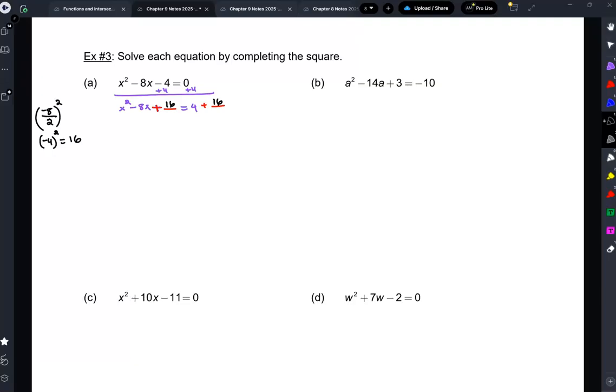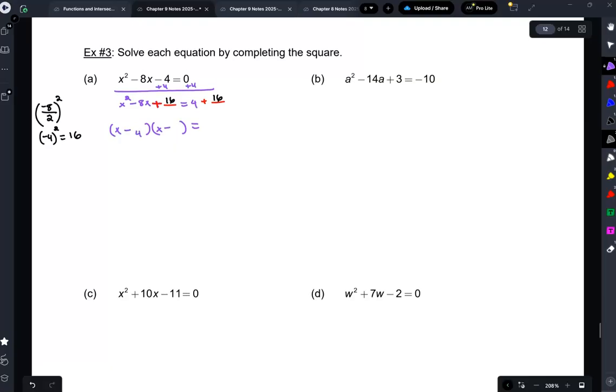Okay. Now, let's factor this. X, what two numbers multiply to 16 and add to negative 8? Negative 4 and negative 4 equals 20. So x minus 4 squared is 20.